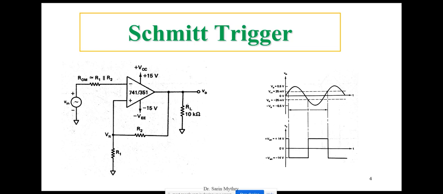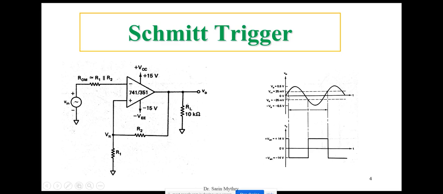Those voltage levels are called the upper threshold voltage and lower threshold voltage. There are some threshold voltages. Whenever the input voltage exceeds some level, you will get a change in the output. See now, in the graph you can see this is the sinusoidal waveform I have given here. This is my VUT, the upper threshold voltage, and this is VLT, the lower threshold voltage.